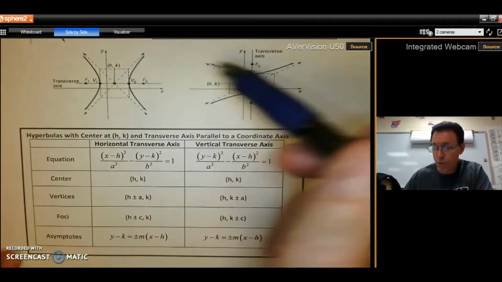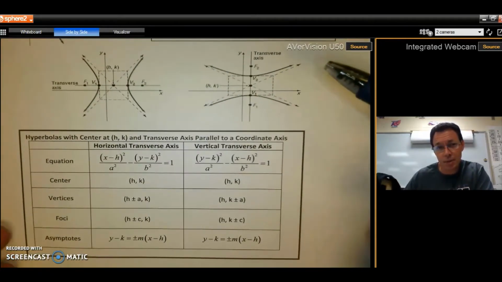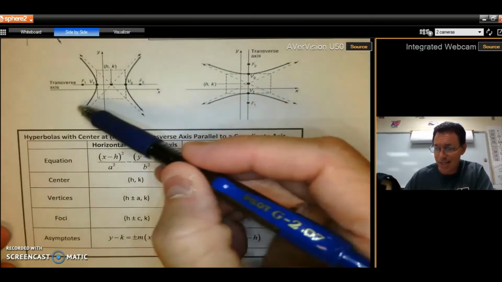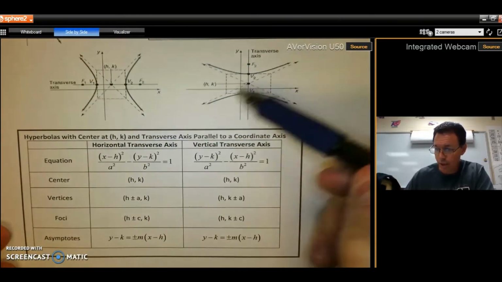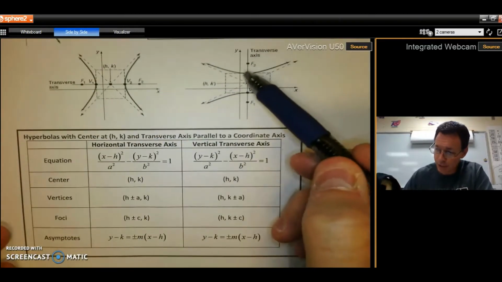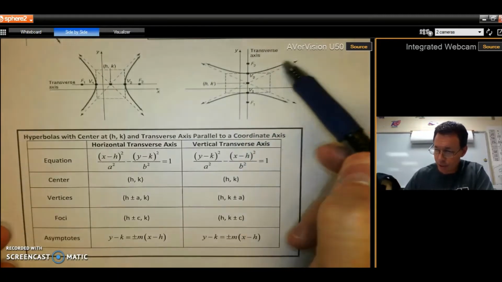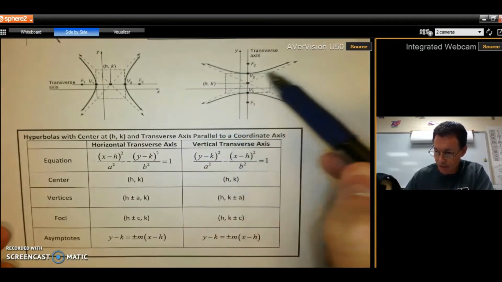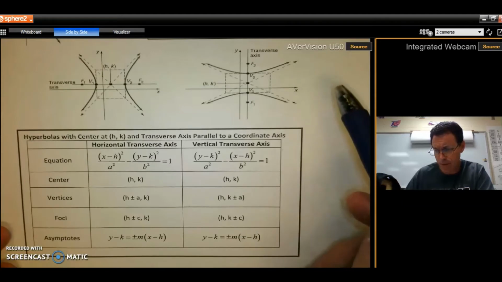There are two different ways the hyperbola can go. It can go side to side, or it can go up and down. So this right here probably looks a little bit like a parabola to you. It's going in that vertical way that we're used to.